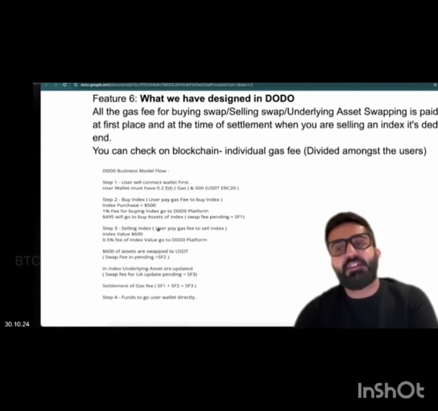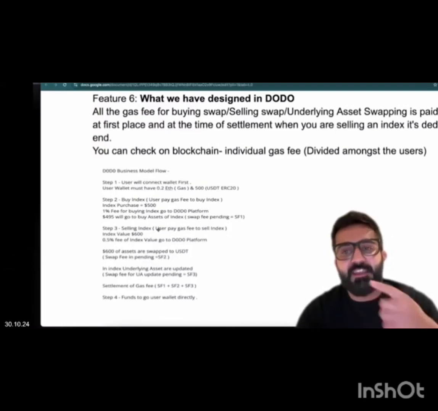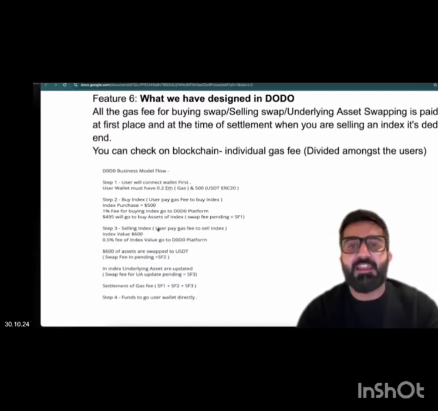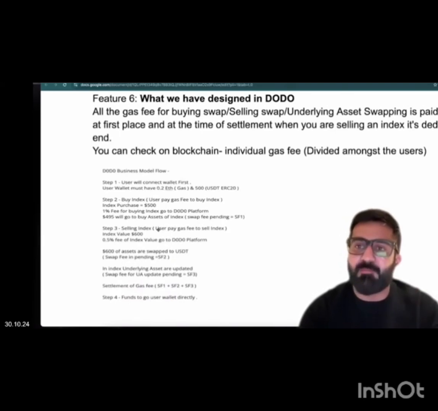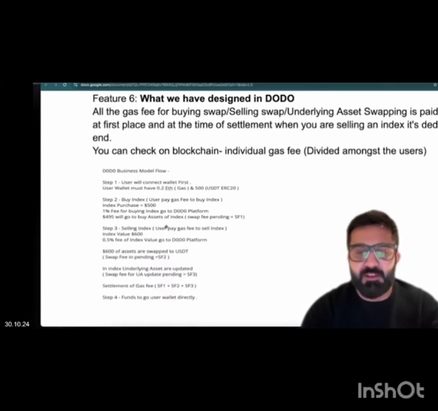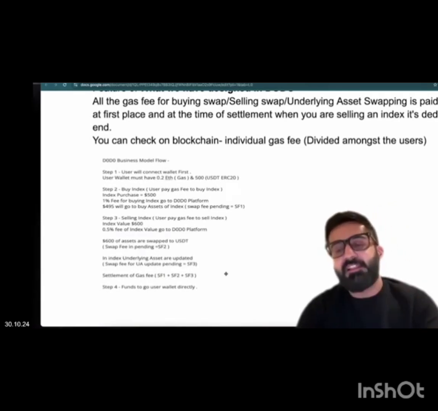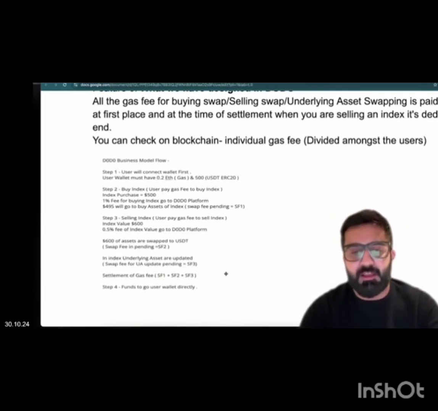Then there is a third swap fee, which can be applicable when the index changes or when the underlying assets in the index change or update. So there is a swap which happens like I explained. So this is swap fee 3, SF3. Similarly, settlement of gas fee will take place at the time when you sell the index or when you withdraw the index. It will be SF1 plus SF2 plus SF3.